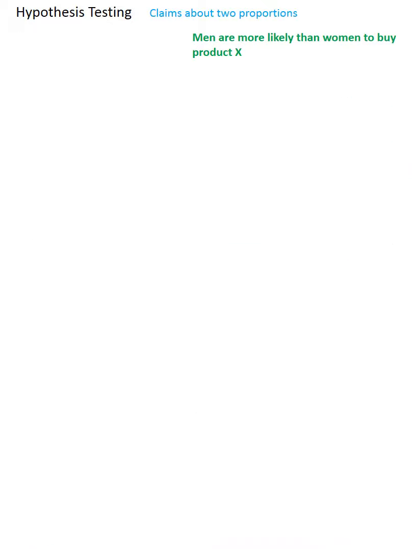Here's another example. Suppose we wanted to show that men are more likely than women to buy a certain product. And we want to test this claim with a 5% significance, which again means we want to conduct a study in which the probability of a false positive is less than 5%, which will give us enough confidence to accept the claim.